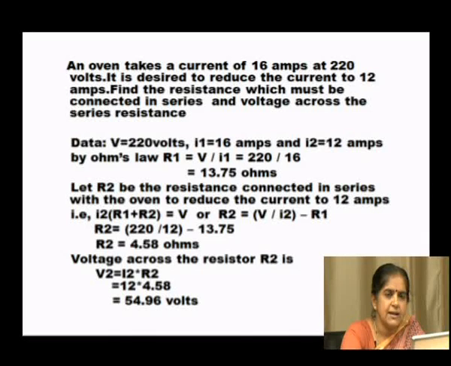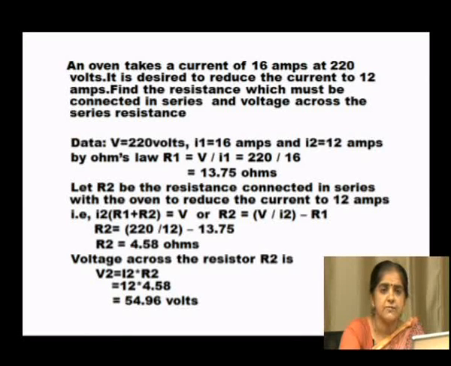So, what are the data given? The supply voltage is given, that is V is equal to 220 volts, and the initial current, let that current be I1, is equal to 16 amperes, and the desired, reduced current, let it be I2, is equal to 12 amperes. So, with this information, let us try to find out another resistance, let us call that R2.